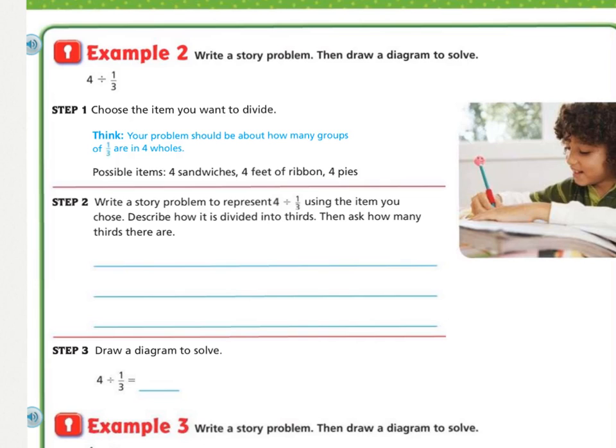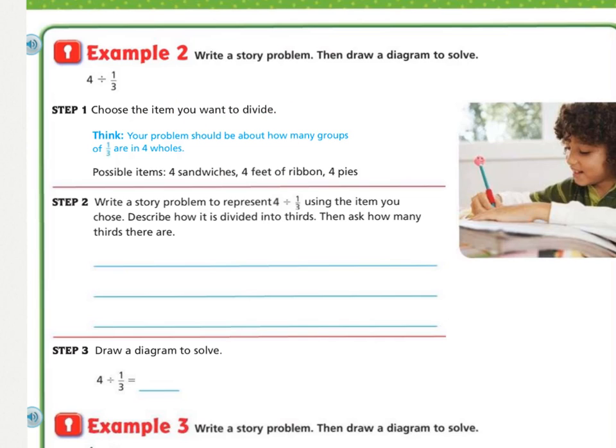In this example, you get to create your own story problem. So the directions say write a story problem, then draw a diagram to solve. So 4 divided by 1/3. That is the equation that your story problem needs to lead to. So we need to choose an item that you want to divide.